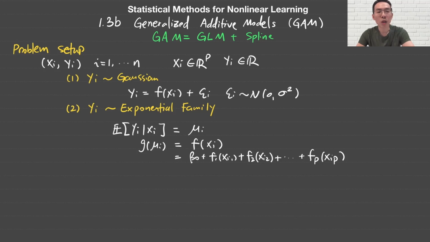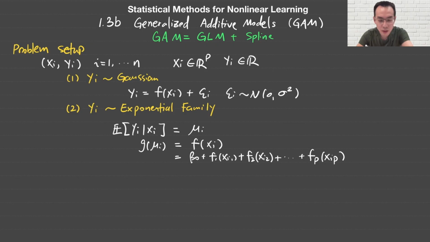Today, let's talk about generalized additive models. It can be thought of as an extension of the generalized linear model, where the underlying function is a curve rather than a straight line. So today, we will see how we can combine the idea of generalized linear models and the spline function into the generalized additive model.